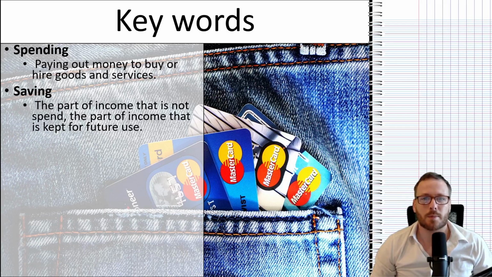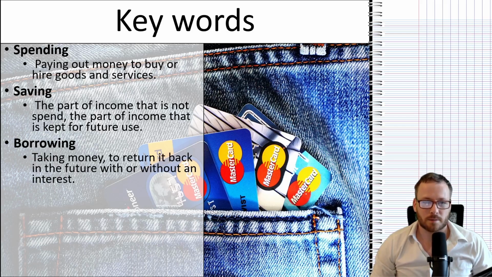Saving. Every time we get money in the form of salary, we've got two choices. Do we spend or save? As we're going to look at later, some places like China love to save, and other places like America love to spend more than they actually get. Borrowing, putting those pennies on an IOU.